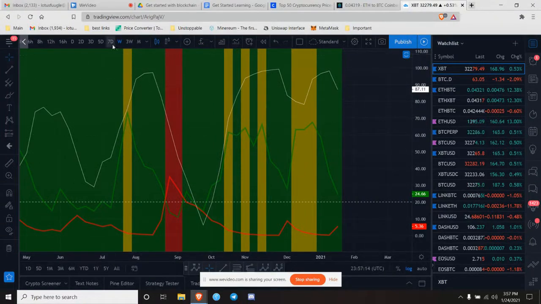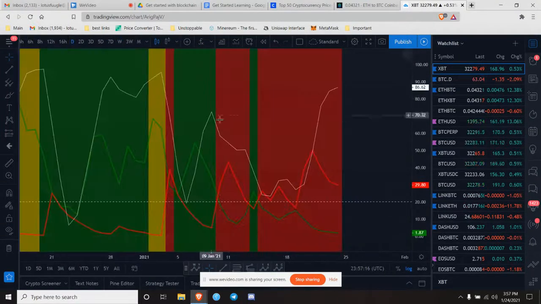But, you know, this red here is telling me that the strength of the down moves that we have are continuing and increasing. So, you know, I can kind of expect a little bit more down moves. Once this green line crosses above this threshold of 20 and crosses above the red line, then Bitcoin will start its upward trend.